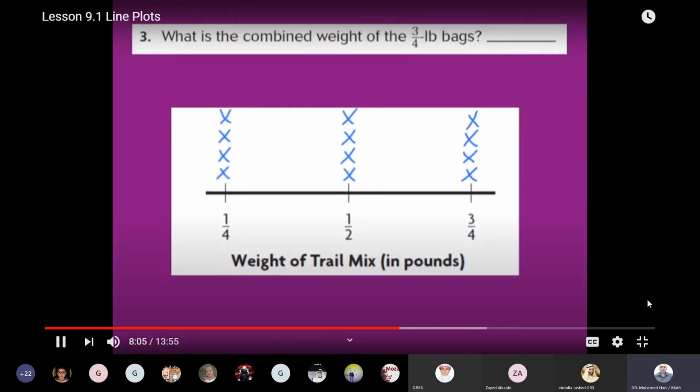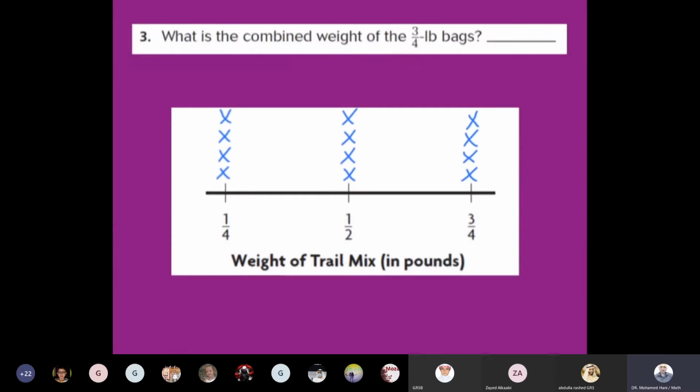Now let's take a look at question number 3. Question 3 says, what is the combined weight of the 3/4 pound bags? So I know that in my line plot this time, I'm going to focus on the 3/4 pound bags. And I know based on the number of X's, I have 1, 2, 3, 4 of those 3/4 pound bags. So I'm going to use the strategy that we did for the last couple of questions. And what I'm going to do is this.